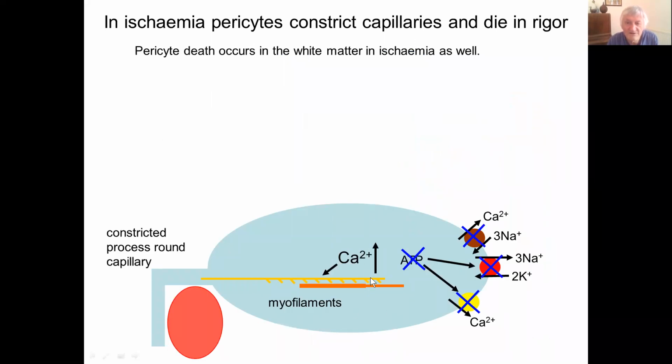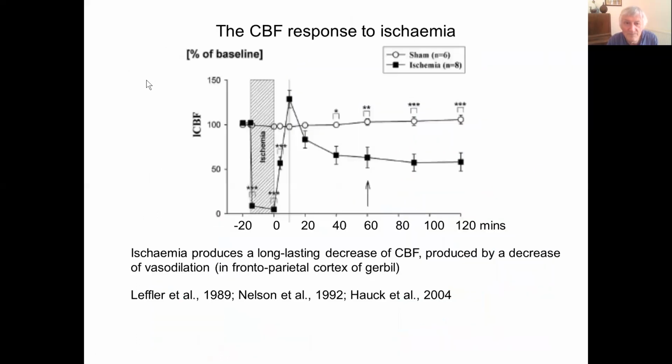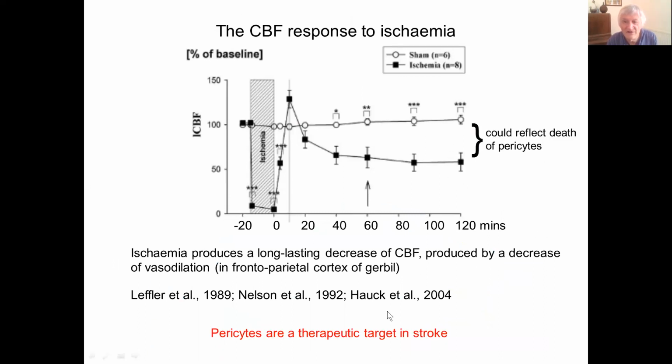So we think that this rise of calcium, which occurs in ischemia, kills the cell. And that's why there's a long-lasting decrease of blood flow. And this means that this long-lasting decrease of blood flow here could reflect the death of the pericytes. And it means that pericytes are a therapeutic target in stroke. One of our aims now is to try to reduce this death and long-lasting constriction mediated by the pericytes. And in fact, in the paper we published on this in 2014, we showed that if you remove the calcium, you can slow this constriction and death. So blocking voltage-gated calcium channels might be one approach.